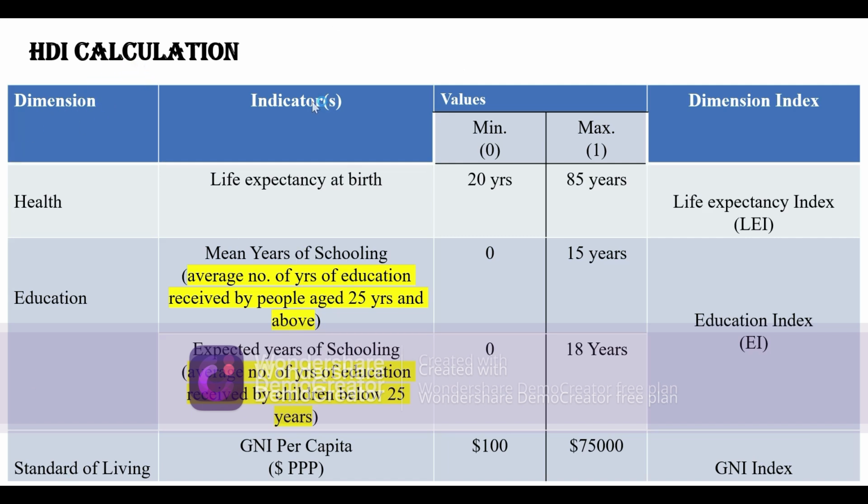The dimensions are here, the indicators are here, the minimum value, maximum value, and the dimension index. The health dimension indicator is life expectancy at birth. Then the indicators of education are mean years of schooling, which means the average number of years of education received by people aged 25 years and above, and expected years of schooling, which means the average number of years of education received by children below 25 years. And the standard of living indicator is GNI per capita in purchasing power parity, US dollar.